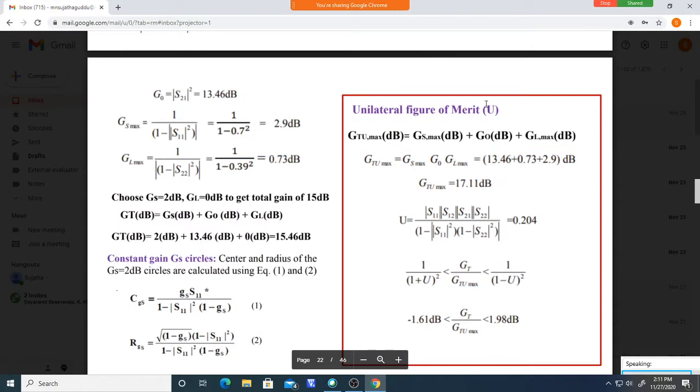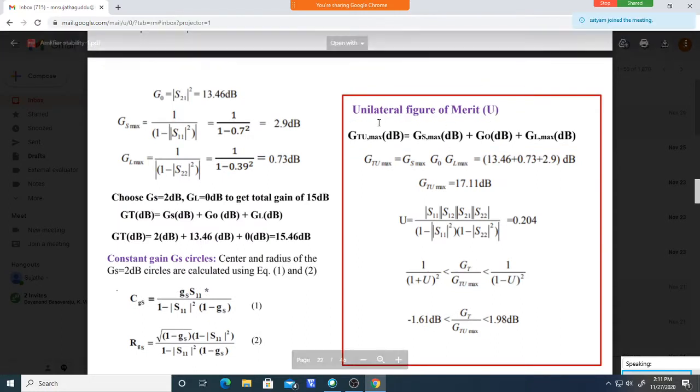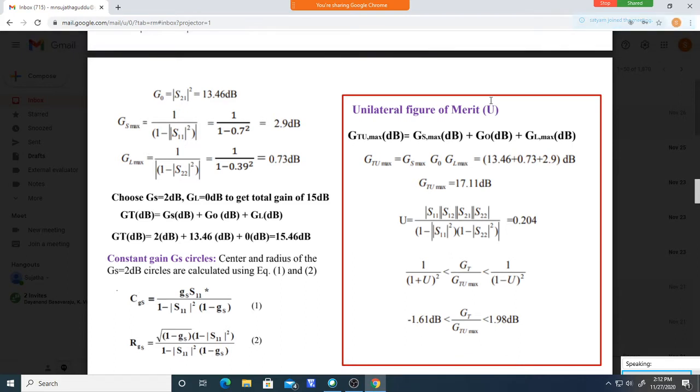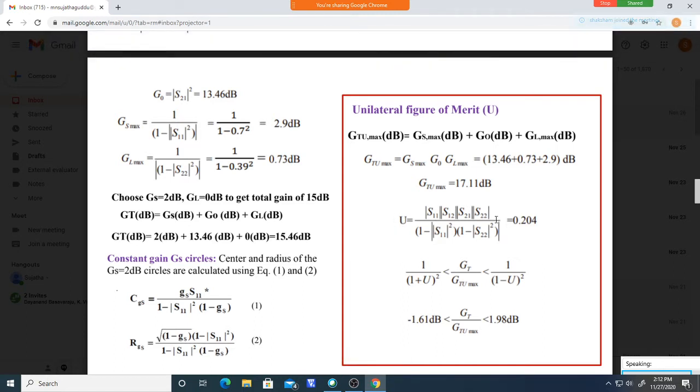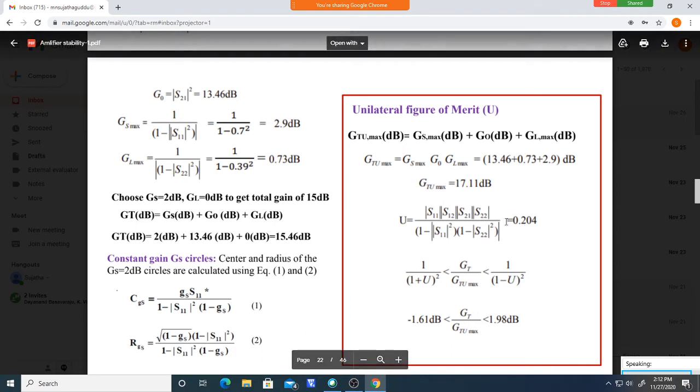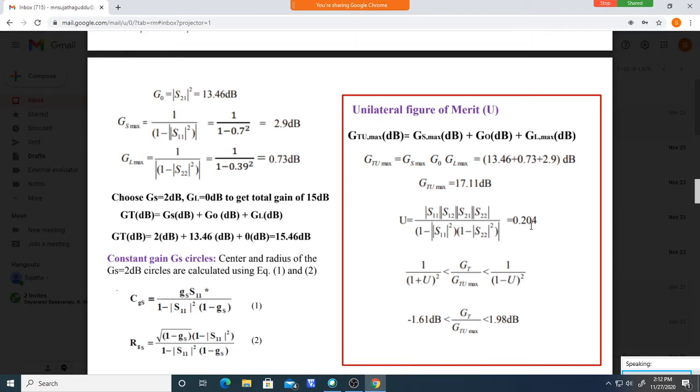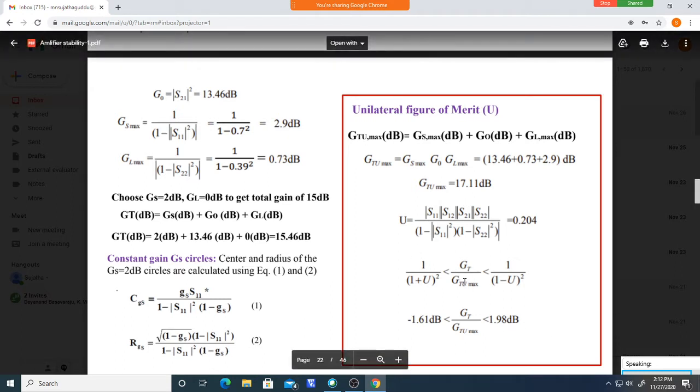So what we did, we calculated this unilateral figure of merit. That unilateral figure of merit is given by this equation. See here, this is the unilateral figure of merit. For this particular problem, it is 0.204. And you should calculate this limit. GT by GTU maximum must be within this limit. See this and this. Then you can use the unilateral design equations. So this is given here.